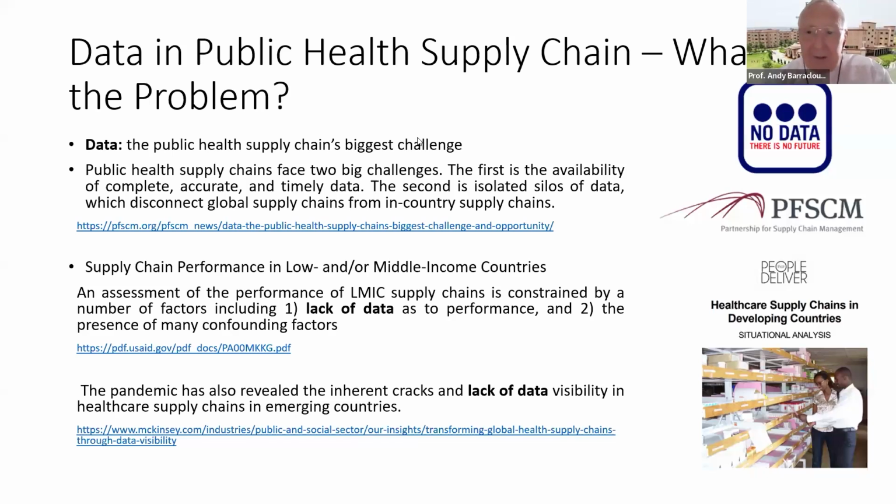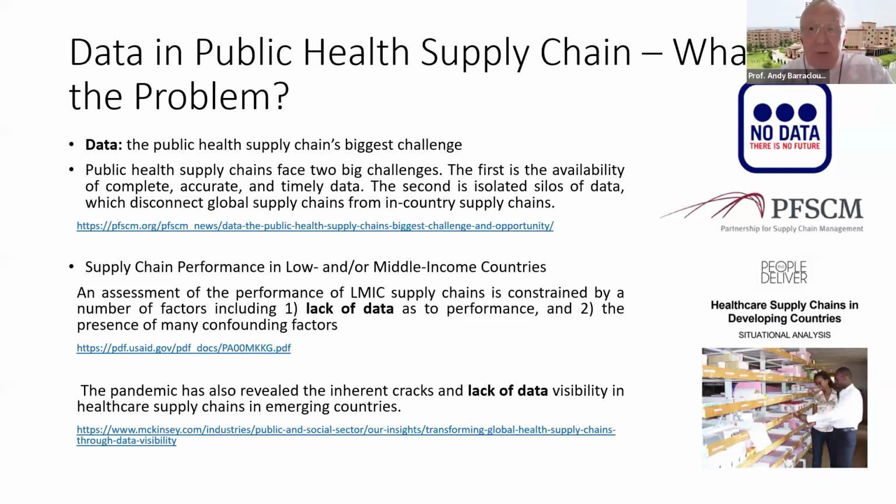We don't have it. Sometimes we have it, but it's in silos. It's locked away. We can't get it. Procurement doesn't share the data with warehouse. Warehouse doesn't share the data with users. Users don't know what they want. It's all disconnected. Even when we have a bit of data, we're not linking it together. And that's affecting our supply chain.